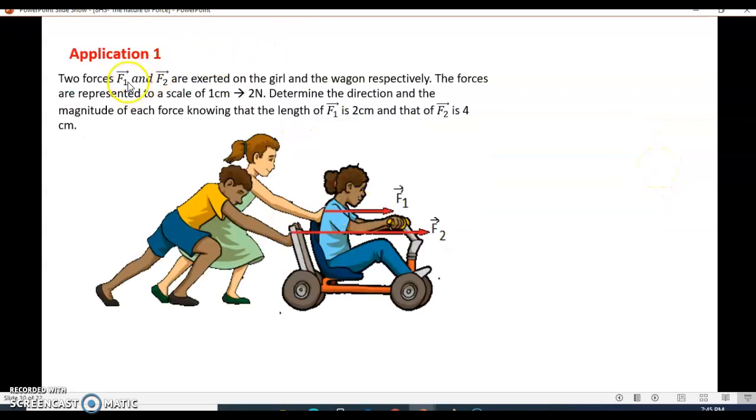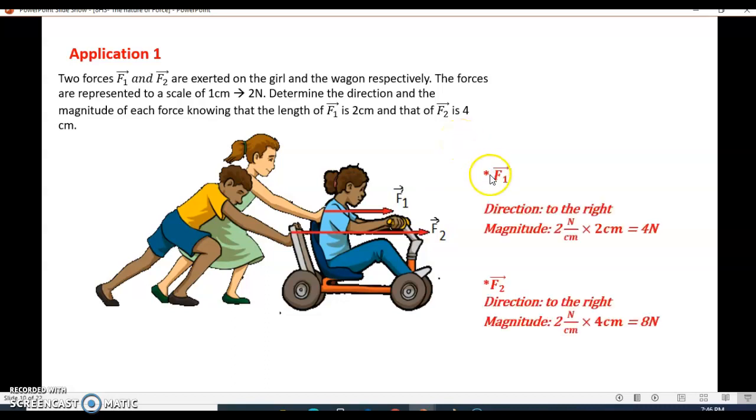Application 1. Two forces, F1 vector and F2 vector, are exerted on the girl and the wagon respectively. The forces are represented to a scale of 1 cm to 2 Newton. Determine the direction and the magnitude of each force, knowing that the length of F1 vector is 2 cm and that of F2 is 4 cm. F1 vector's direction is to the right, and for its magnitude we multiply the length of the vector by the given scale: 2 Newton per centimeter times 2 centimeter equals 4 Newton. Centimeter and centimeter cancel here.